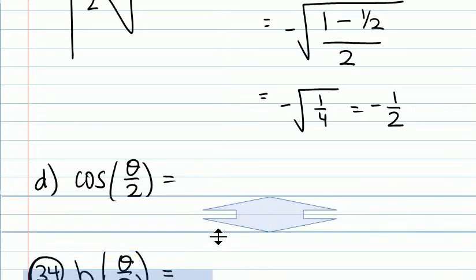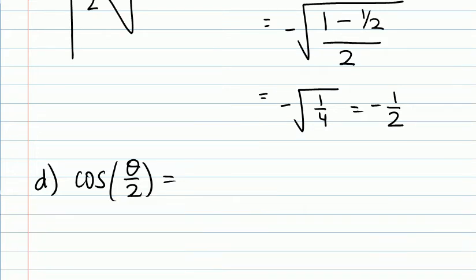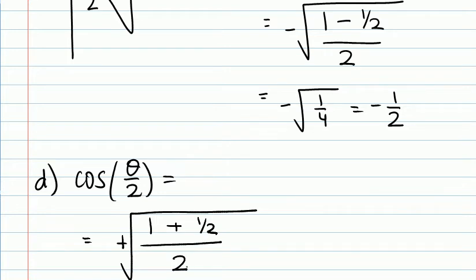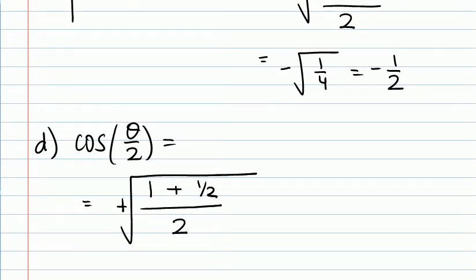Let's look for the cosine of theta over 2. So again, you have to make a choice, positive or negative. In the fourth quadrant, cut in half, you're still in the fourth quadrant. Cosine will be positive. So the answer is going to be the positive square root of 1 plus that half, because that's the cosine, over 2. 1 plus a half is 3/2, divided by 2 is 3/4. So this is the square root of 3/4, which becomes the square root of 3 over 2.